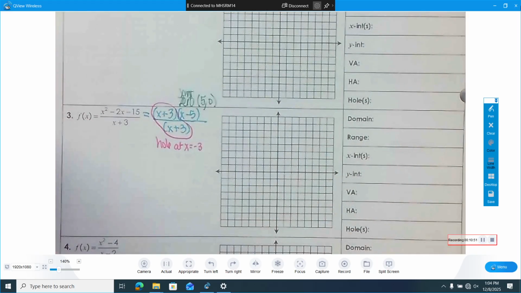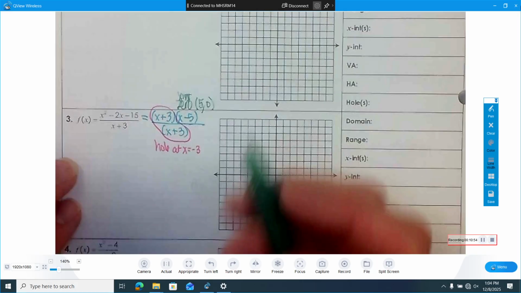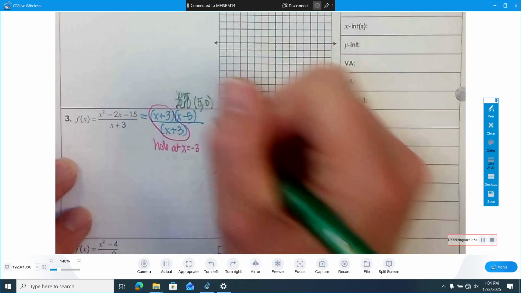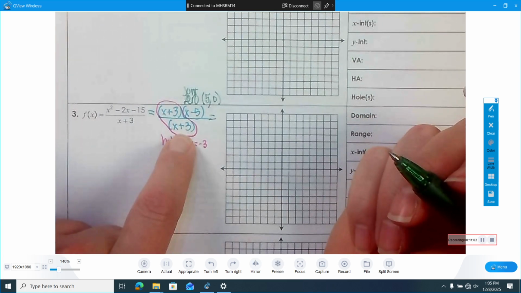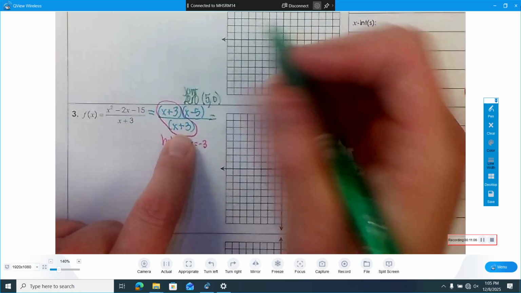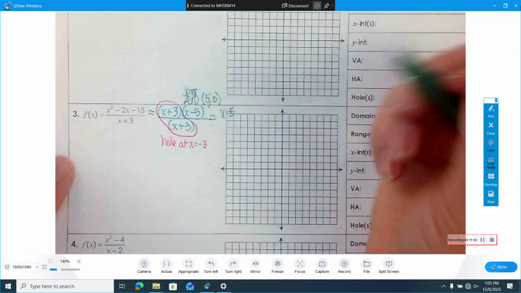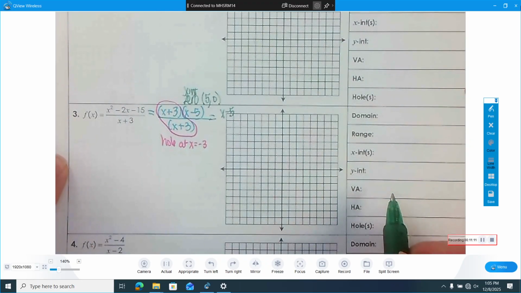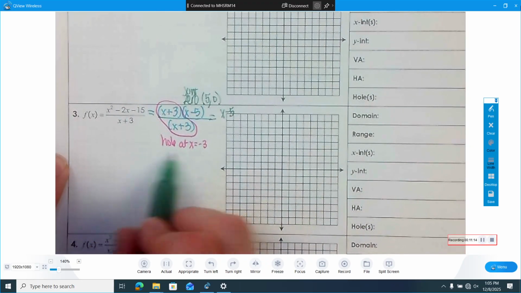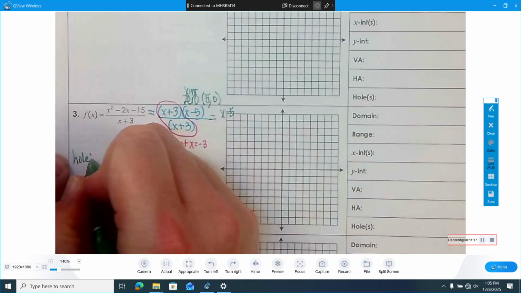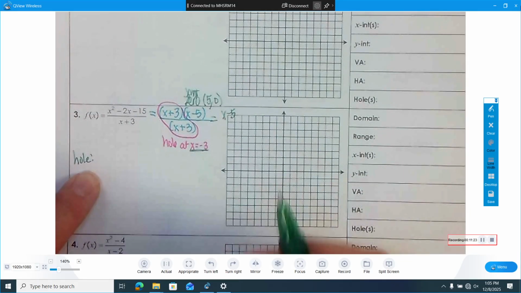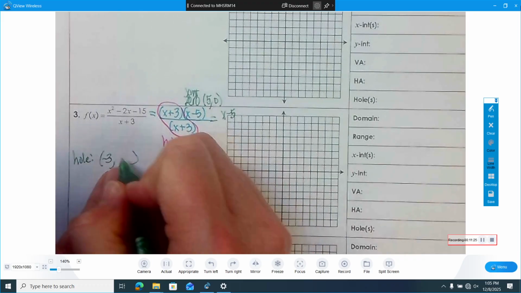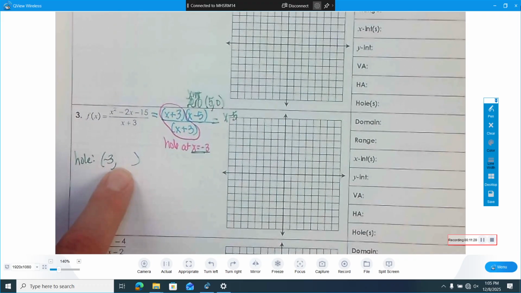All right, I want to show you one thing about the holes here. If we were just simply simplifying, these factors would reduce, right? And what are we left with? x minus 5. If I want to figure out the actual location of the hole, this is an x value. We know that we have a hole at x equals -3, but I want to figure out what that y coordinate is so that I can plot it accurately, okay?